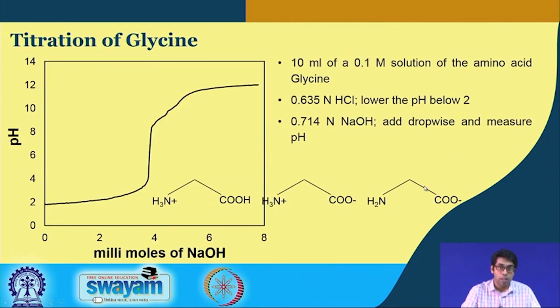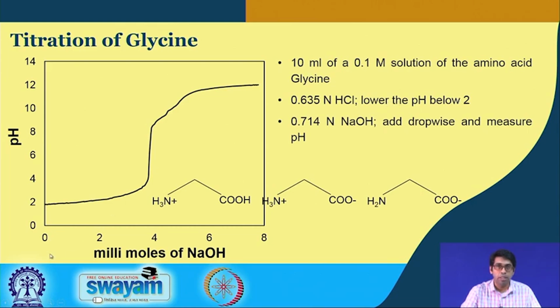Okay. If we look at the actual data, this is the data from the experiment that was performed in the lab, and what I have done is I have plotted the millimoles of NaOH against the pH that was recorded by Pritam when he demonstrated the titration of glycine. To perform this experiment, he used 10 ml of 0.1 molar solution of glycine. He used 0.635 normal HCl to lower the pH below 2.